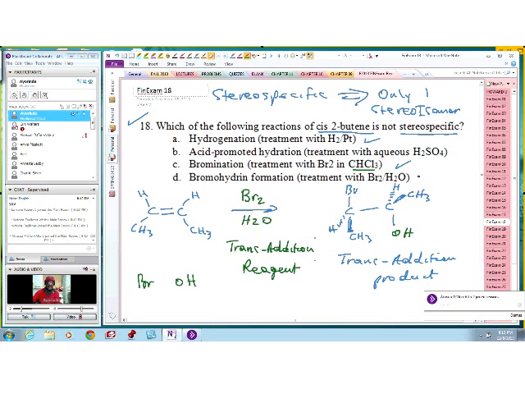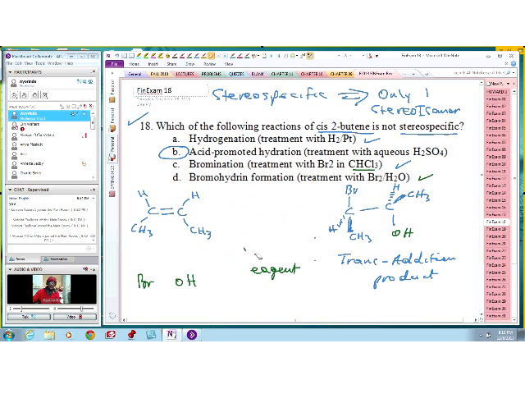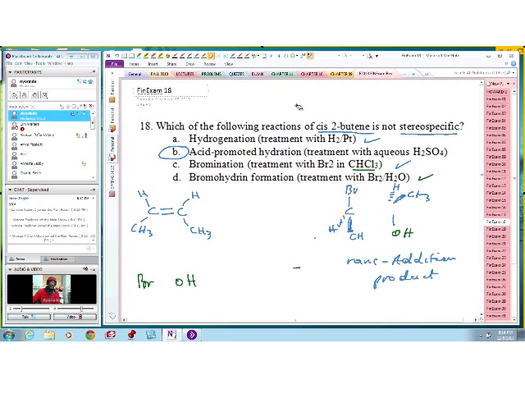Okay? So now we've dealt with A, C, and D. Now let us take a look at B. Of course, at this point, all of you now know that the answer to this question must be B. If we say A, C, and D are stereospecific, then the answer must be B. The question now is, why is the answer B? Okay, let us take a look at it. Why must the answer be B?